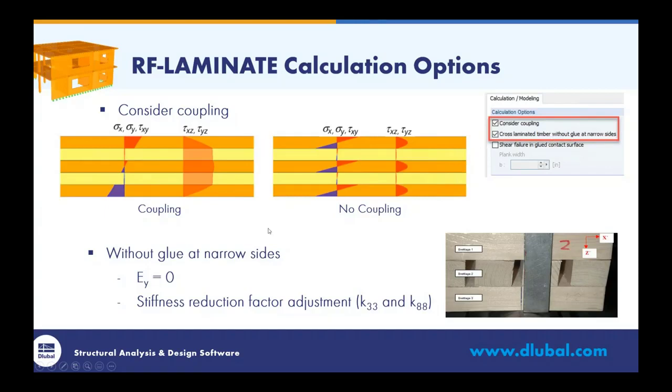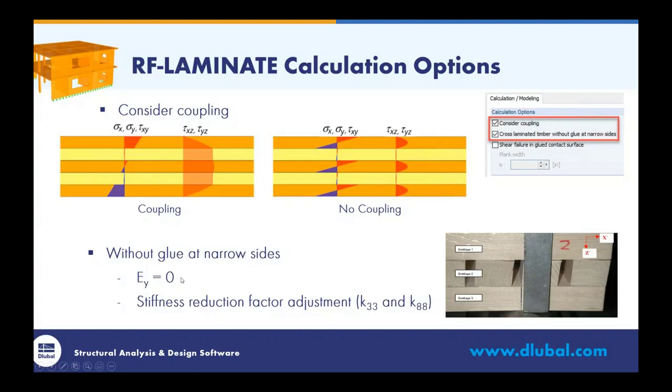So this is fairly common with most manufacturers. So likely you'll end up checking this checkbox on. This is assuming that we do not have glue at the narrow side. So if we take a look at maybe an exaggerated cross-section here of a CLT panel, each layer includes individual board elements. And with this checkbox turned on, we're assuming that there is not glue between the narrow sides of these boards adjacent to each other.